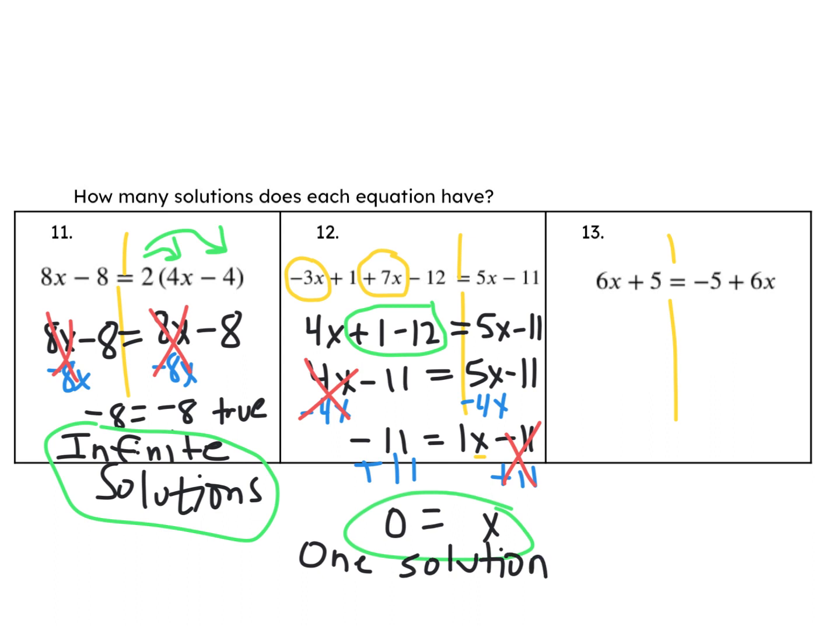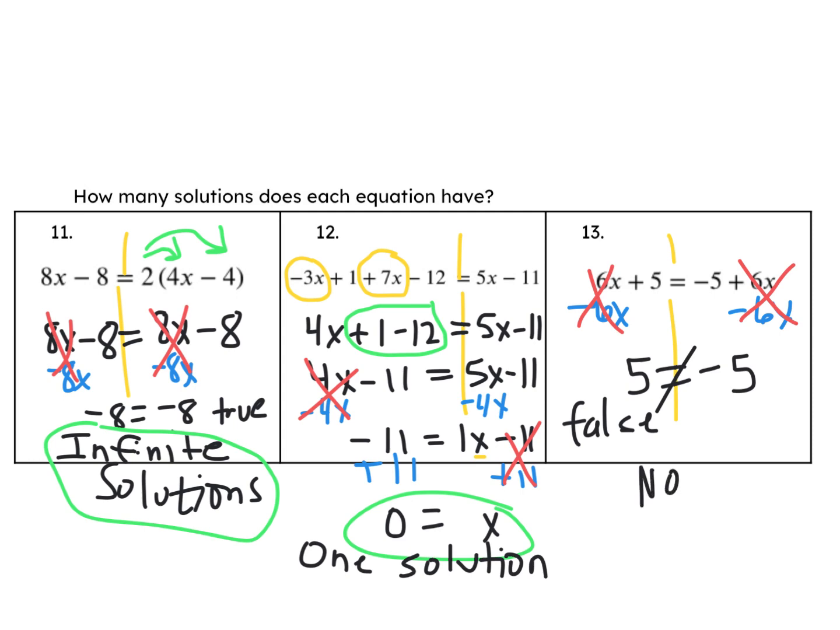We have variables on both sides. I like to move the smaller variable with the bigger variable, but they're actually the same. So we do -6x on both sides. And this is where something special happens. That becomes nothing, and that becomes nothing. And it's like they're almost twins, but they're not. These are not twins. 5 is not the same as -5. This is a false statement. And if we get a false statement, then we say no solution.